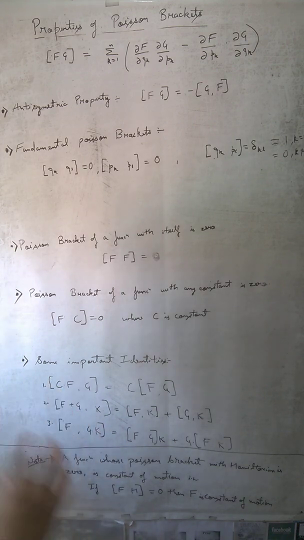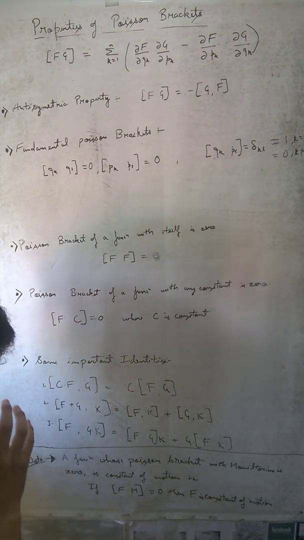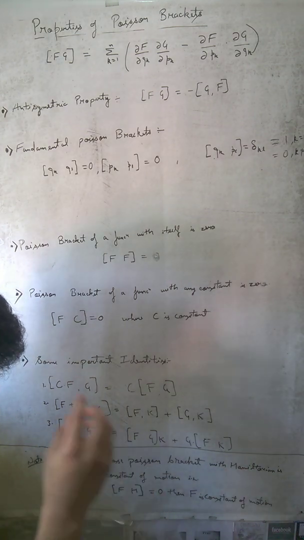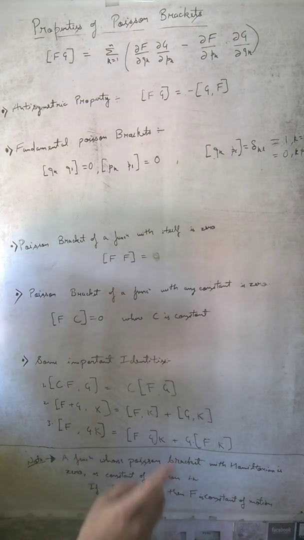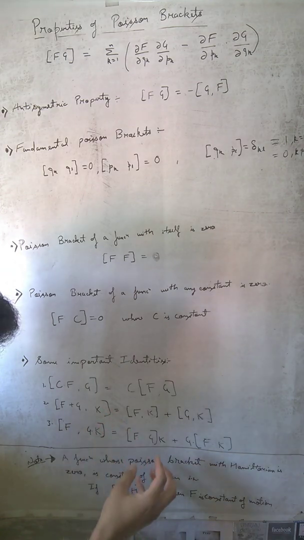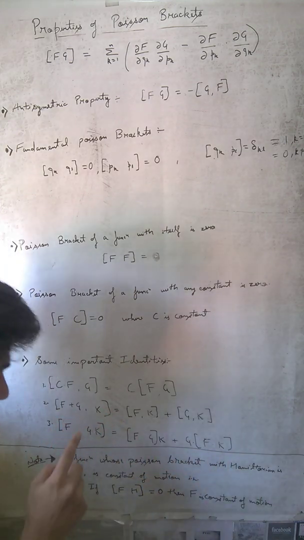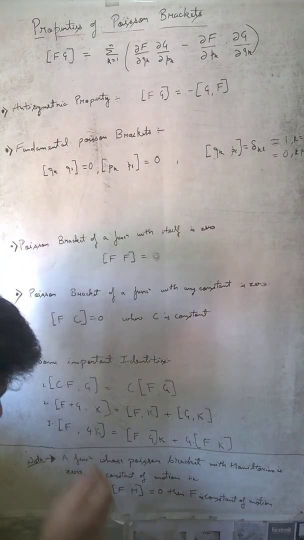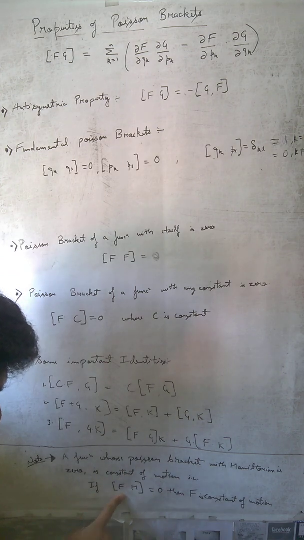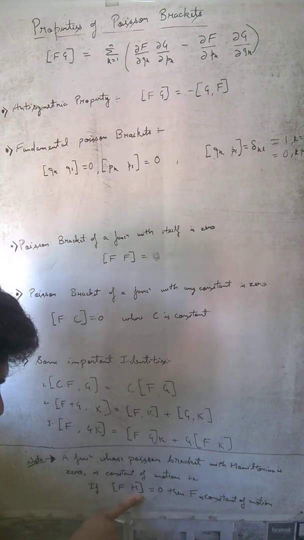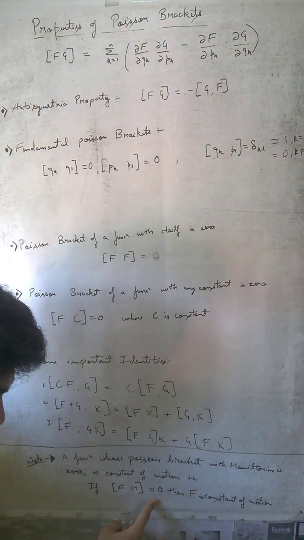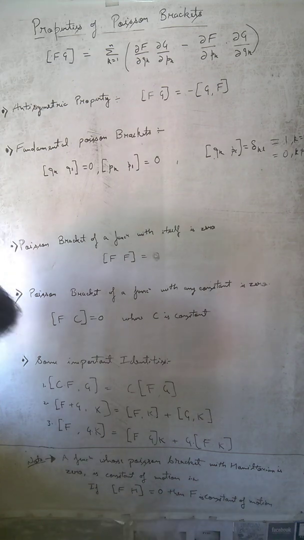Now, coming to the most important point here, note that point. If we have a function whose Poisson bracket with the Hamiltonian is 0, then that function will be a constant of motion. It means if f is our function, and the Poisson bracket of f with the Hamiltonian is 0, then our function is a constant of motion.